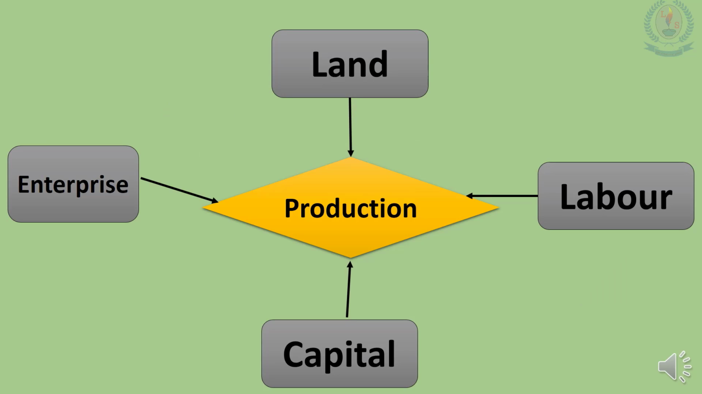Children, now we came to the end of the lesson. From this lesson, we discussed types of production. There are 3 types of production: primary sector, secondary sector, and the tertiary sector. After that, we discussed what the factors of production are: land, labor, capital, and enterprise. Each and every topic we discussed, I explained to you all.